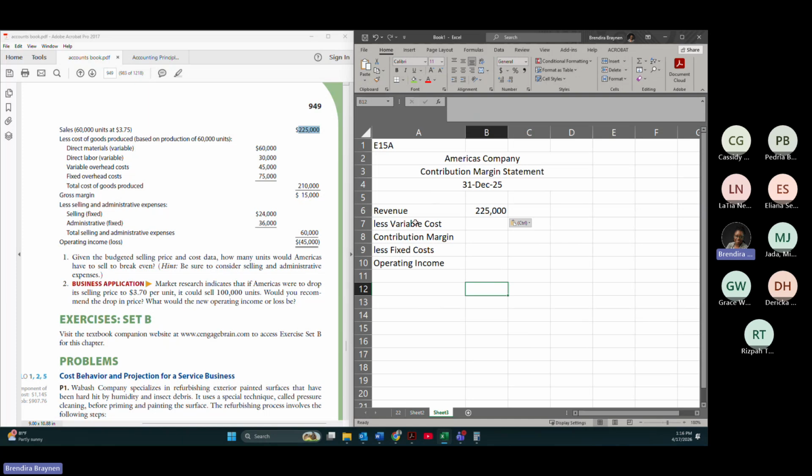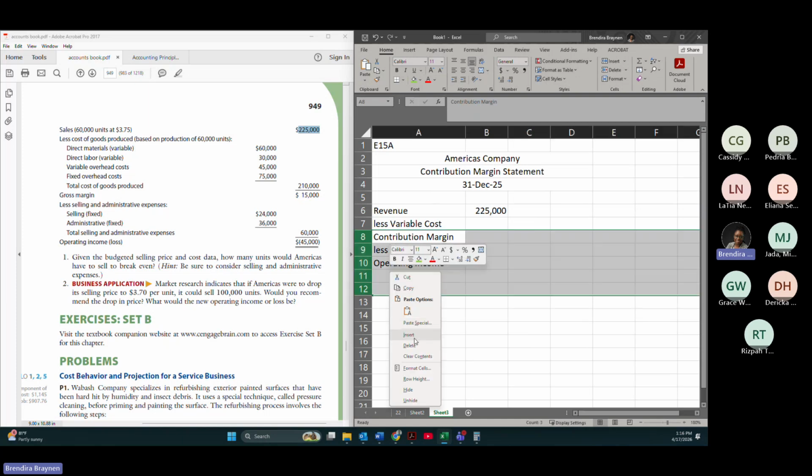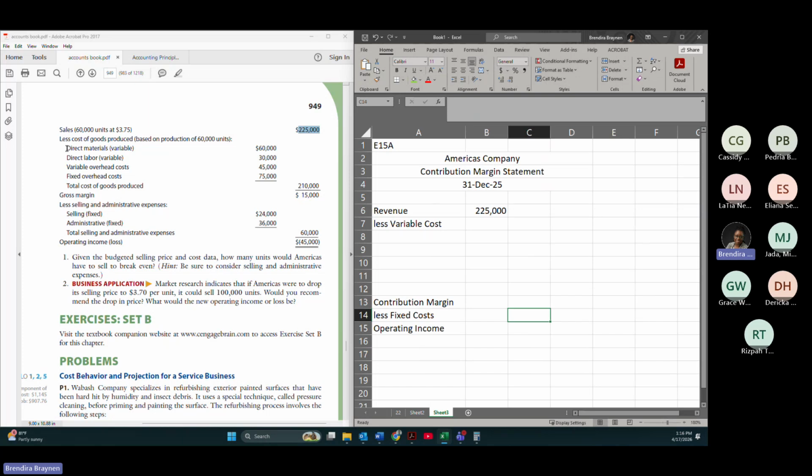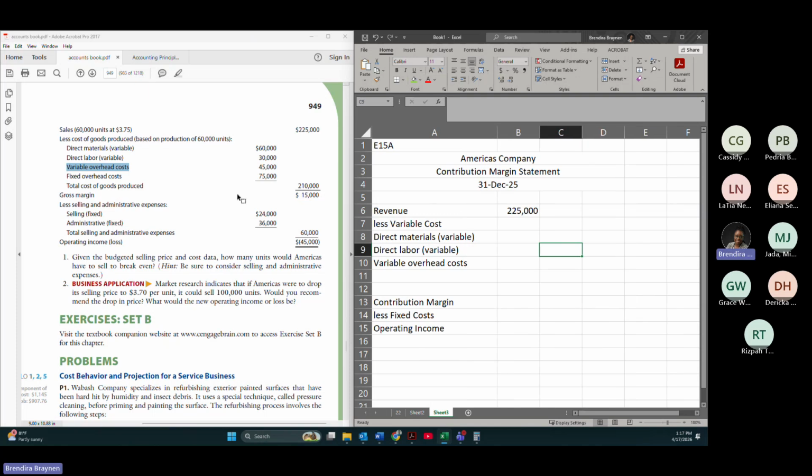Right? Then I have to show my variable costs. In this case, they had a number of different ones. Since they listed them, I'll list them as well. All your variable costs go after revenue. And so they usually give you all of this information and tell you what's variable, what's fixed. You just have to put all of the variable costs together, and all of the fixed costs together. So my variable costs, 60,000, 30,000, 45,000.